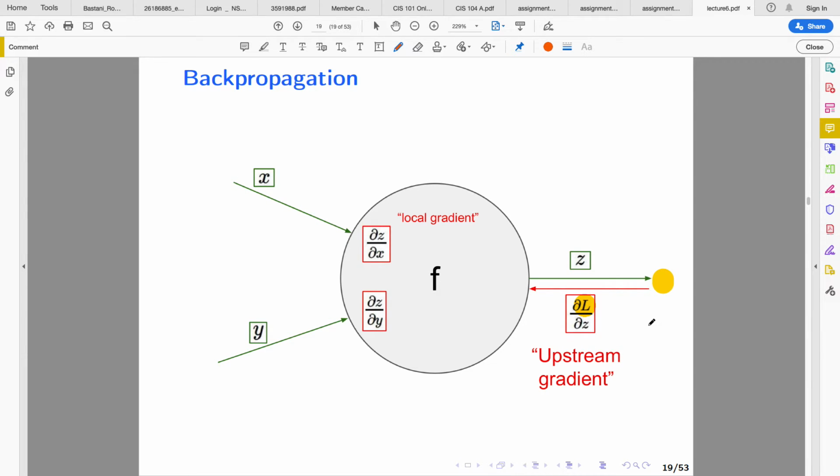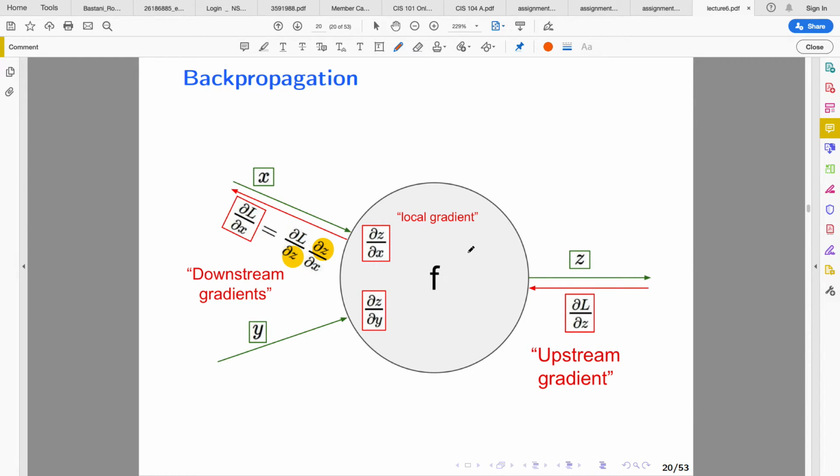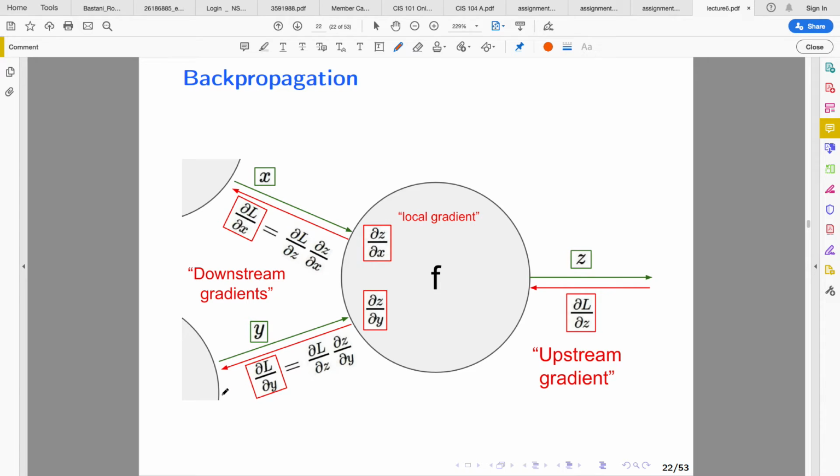We are having the upstream, which now we differentiate our total loss with respect to z, and we differentiate our z with respect to x, and we can use the chain rule to get all our values.